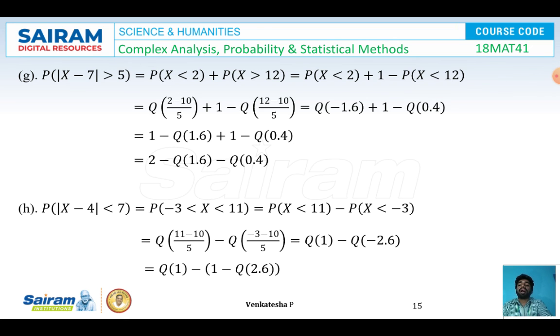So next one, P of mod of x minus 4 is less than 7. So by expanding this modulus, I'll be getting P of minus 3 less than x less than 11. So it will be equal to P of x less than 11 minus P of x less than minus 3. So by replacing the values of x in the Q function, I got Q of (11 minus 10) by 5 minus Q of (minus 3 minus 10) by 5. I got Q of 0.2 minus Q of minus 2.6. So by converting this one as positive, I got Q of 0.2 minus 1 minus Q of 2.6.